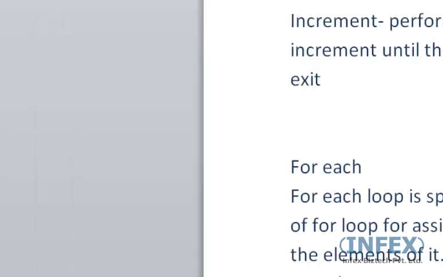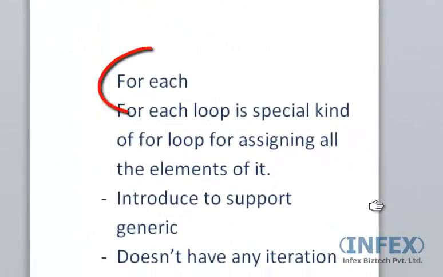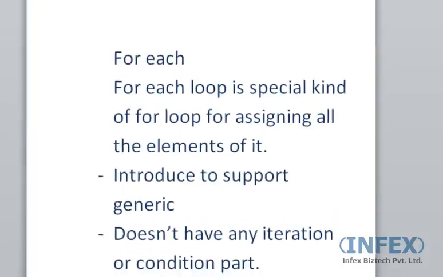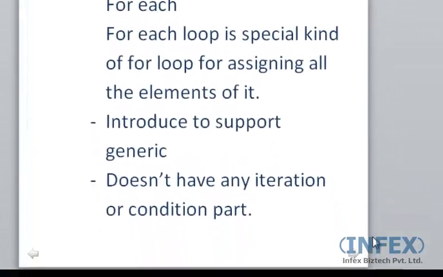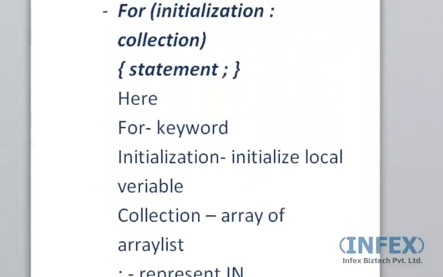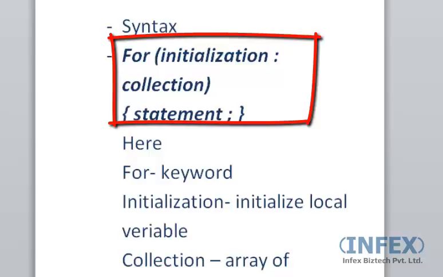Now let's take a look at the for each loop. For each loop is a special kind of for loop for accessing all the elements of a collection. It was introduced to support generics. It doesn't have any iteration or conditional part. Let's take a look at the syntax of for each. This is the syntax of for each.